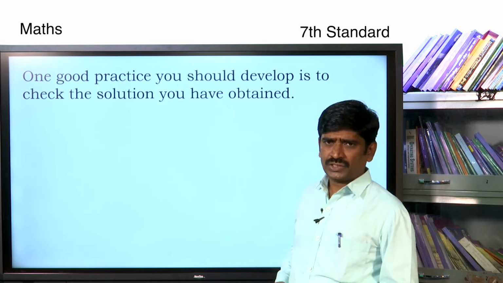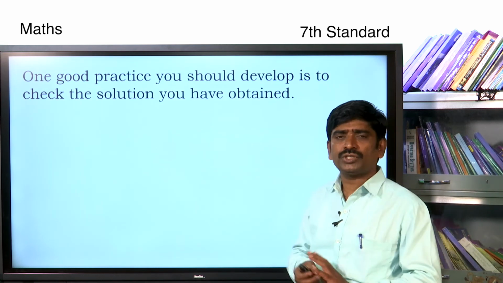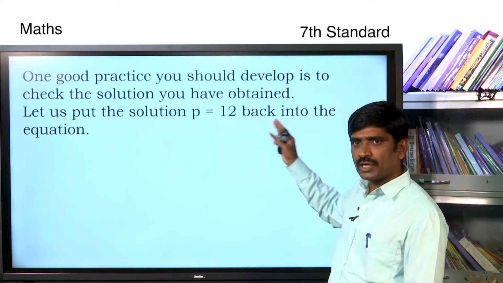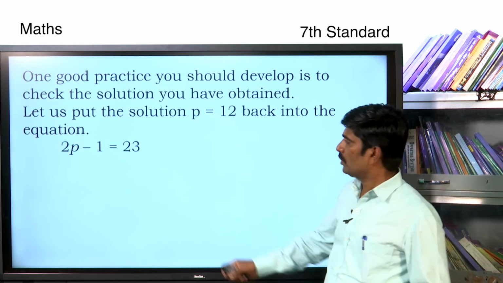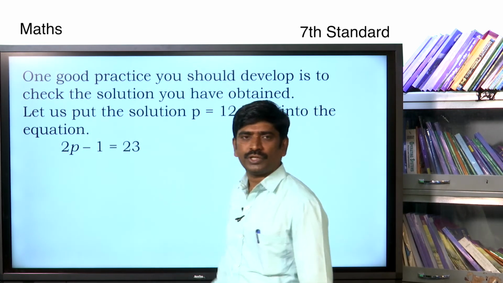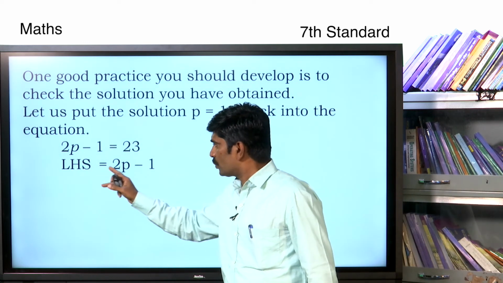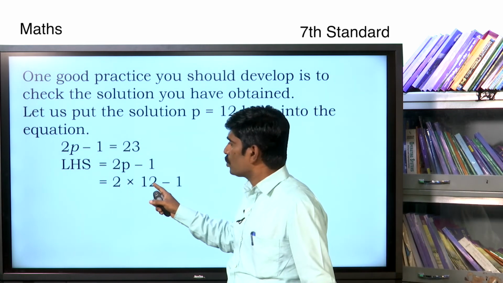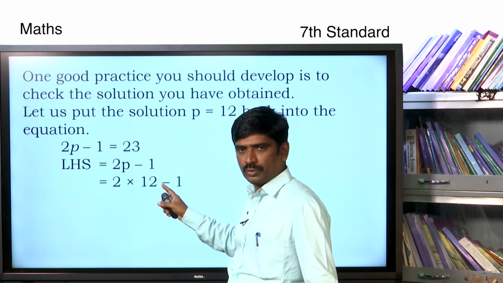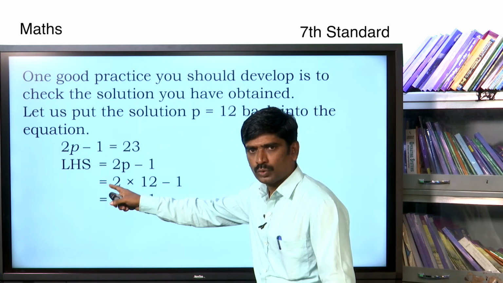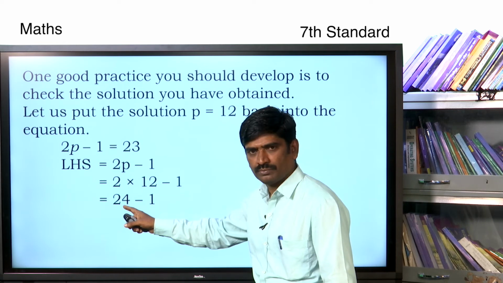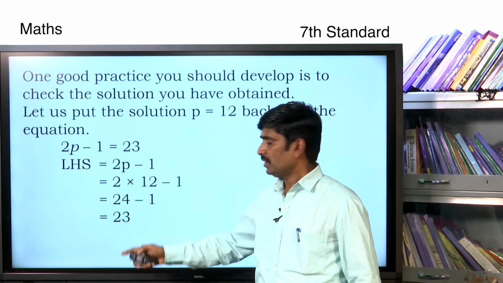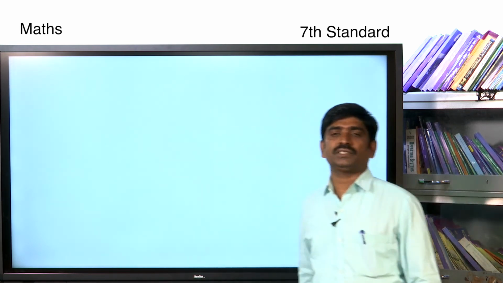Next, one good practice you should develop is to check the solution you have obtained. Let us put the solution p is equal to 12 back into the equation. What happens? 2p minus 1 is equal to 23. Then LHS is equal to 2p minus 1. Then what is the p value? 2 into 12, p value is 12, minus 1. Then 2 twelves are 24. 24 minus 1 is equal to 23. We get 23? Yes. Therefore, LHS is equal to RHS.